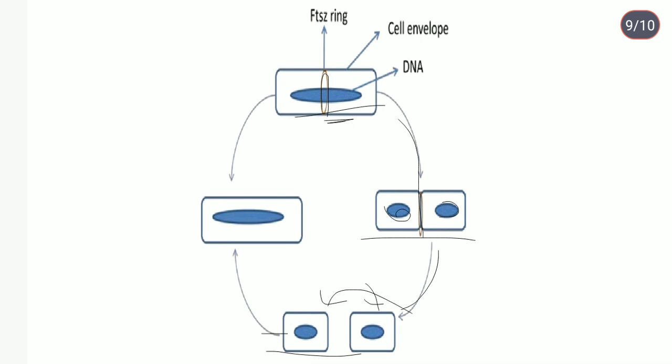And this one bacterial cell grows and forms a cell envelope and DNA, and the DNA will also grow, and this again forms the FtsZ ring structure. You can see the diagram. So this is all about the structure of prokaryotic cells.